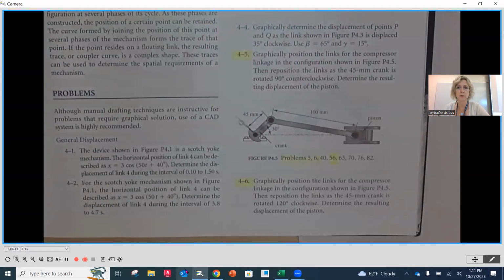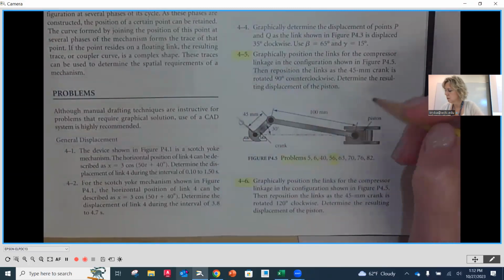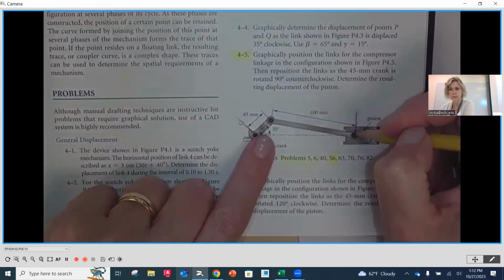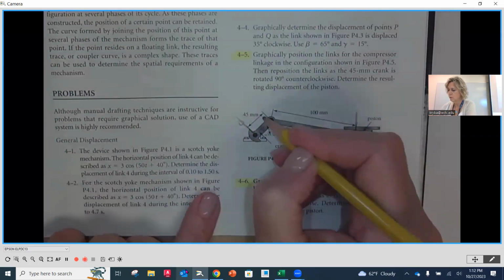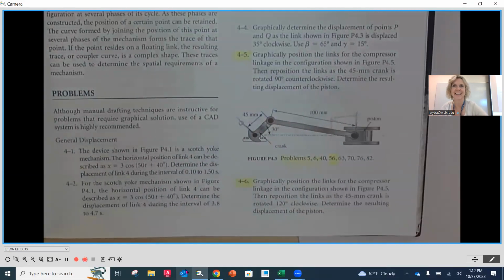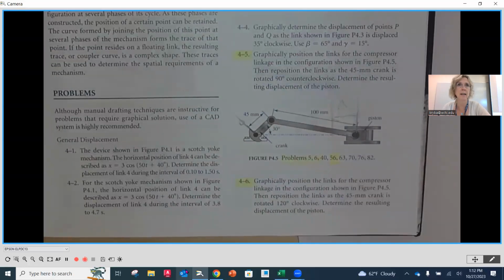And then you want to determine what the resulting displacement of that piston is. So if this is where it's at originally, in the 30 degree position, then when I rotate this back, it should move this way, into a new position. And all you want to know is what is that difference? What's that delta? Okay. And that's going to be 4-5. Okay.